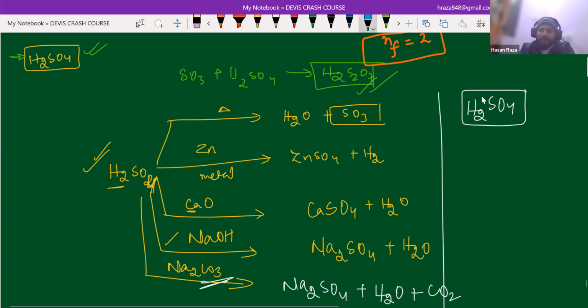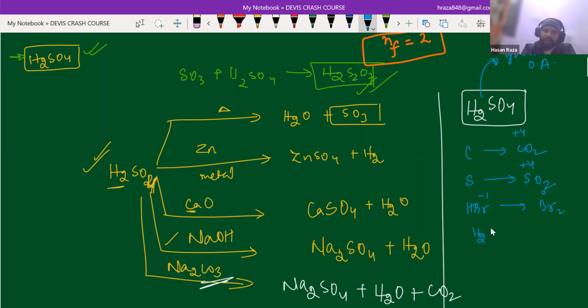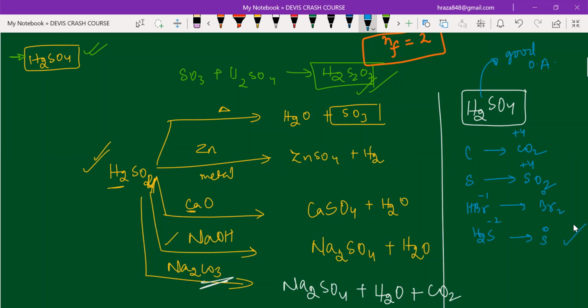What you need to take care of is that this H2SO4 is basically a good oxidizing agent. If you put this H2SO4 with carbon, it will convert it into CO2. If you put it with sulfur, it will oxidize it into SO2. And this is HBr, it will convert it into Br2, where bromine goes from -1 to 0. It will oxidize basically. Sulfur is -2 here, and it will oxidize it into 0. Are you getting my point? Can I change this slide?